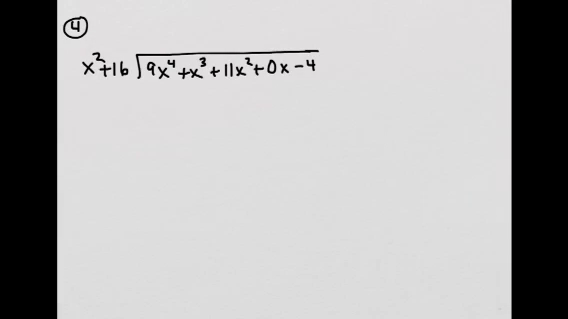Alright, so number 4, again I had to put a placeholder, 0x, because the polynomial did not have an x term. So now you ask yourself, what do you have to multiply this by in order to get 9x to the 4th? So that would be 9x squared. So now we multiply, so that gives us 9x to the 4th. And 16 times 9 is 144.